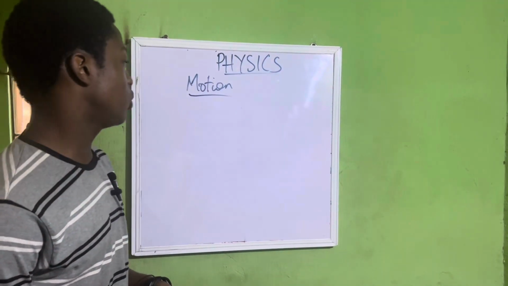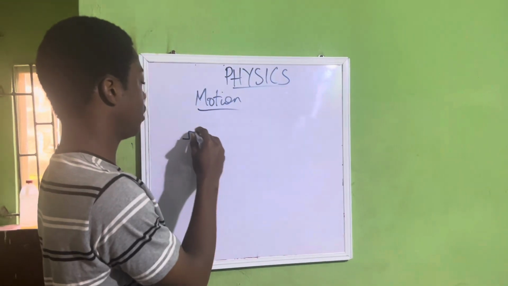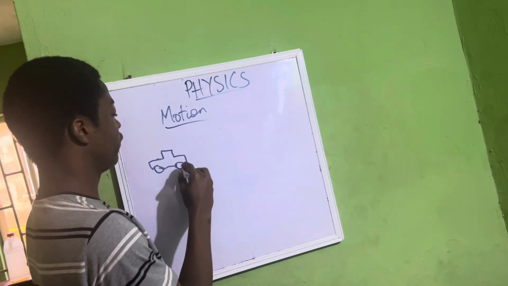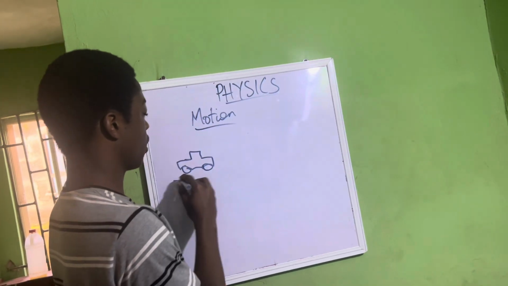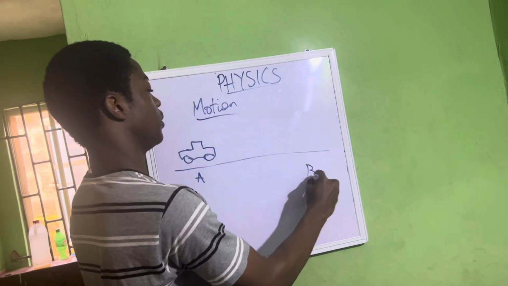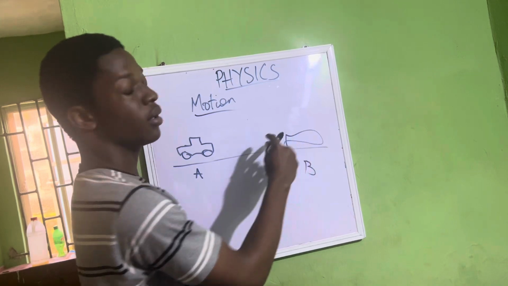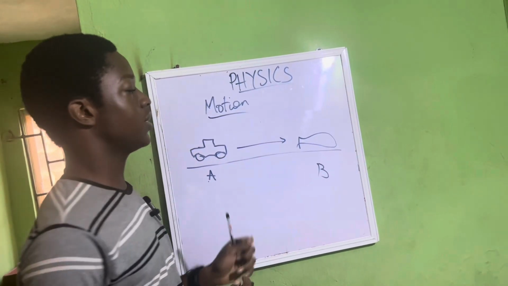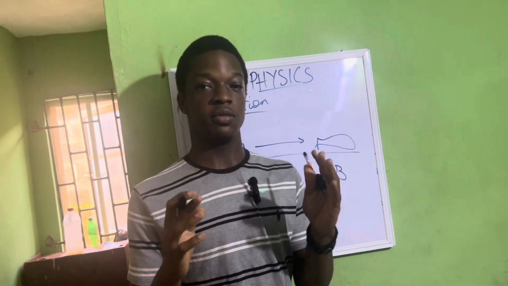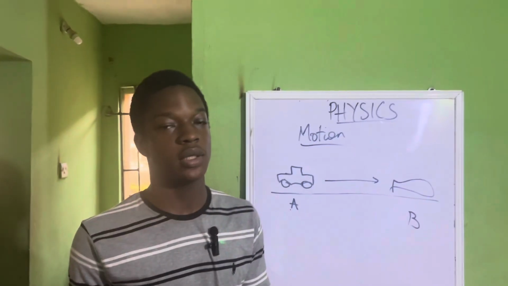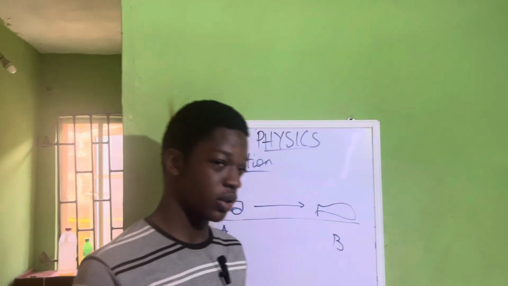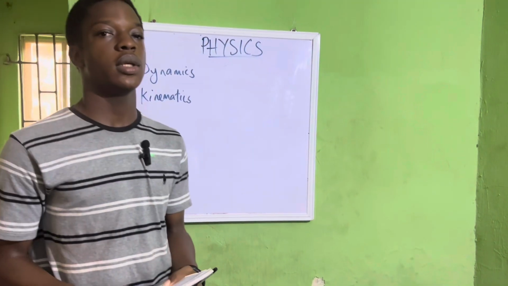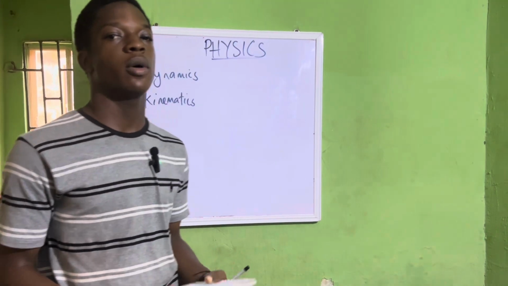So let's take for example we have a car of this shape moving from point A to B. It has already changed its position from point A to B. So that is motion. Motion is basically the movement of an object or a particle from one point to another. So we should already have an idea about motion.